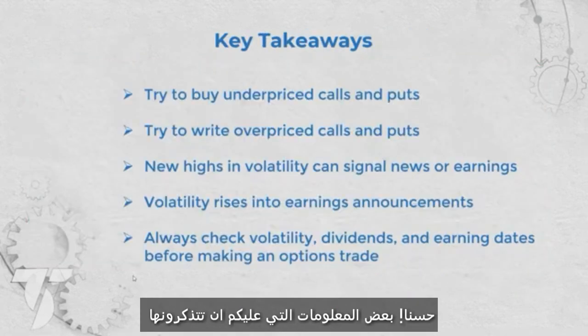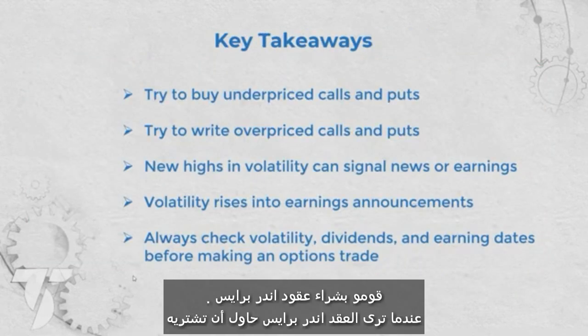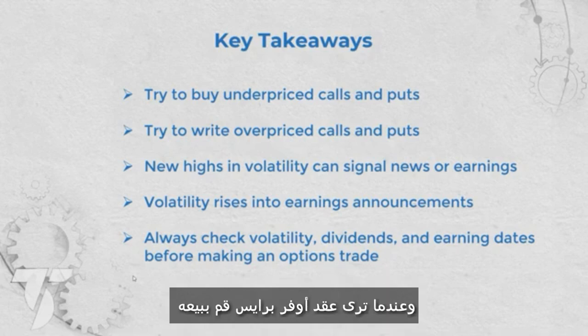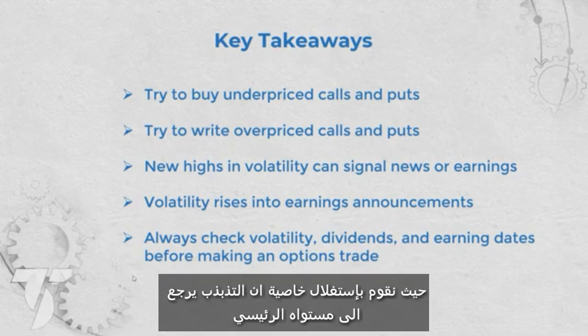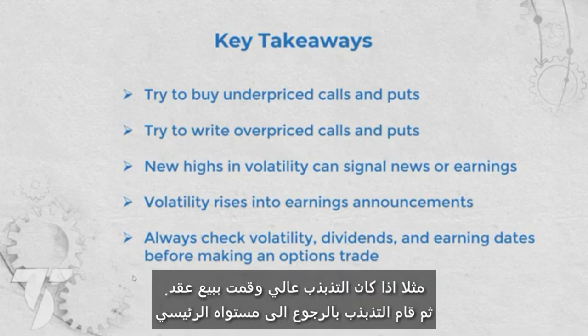Okay, some key takeaways today. We're going to try to buy options that are underpriced, calls and puts. So when we see that options are underpriced, those are options that we typically want to try to buy. When we see options that are overpriced, then we want to write those options or write spreads using those options, covered spreads, so that we take advantage of the fact that volatility is probably going to come back to the mean. So if volatility is high and I write options and volatility comes back to the mean, that's good for my position.